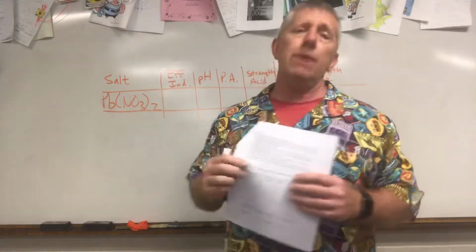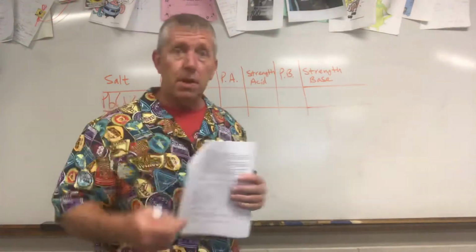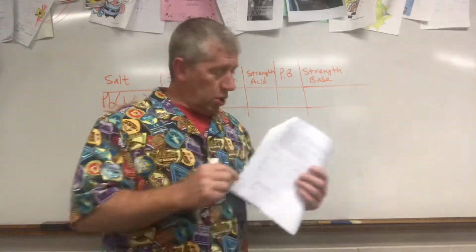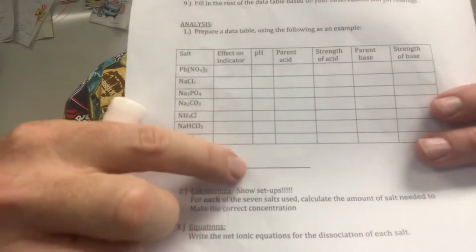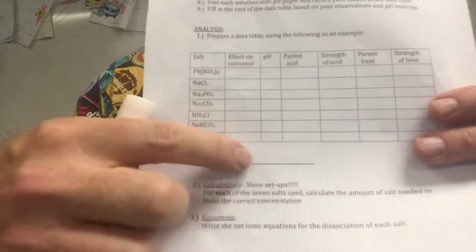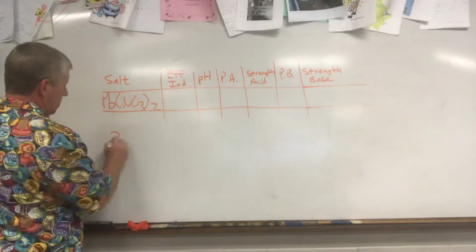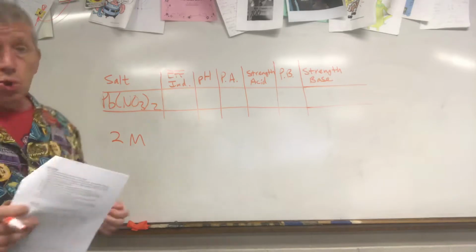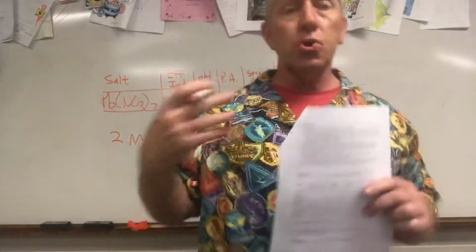What I do want you to do, however, is the calculations, even though we're not actually making up these salts. I want you to show me that you can do the calculations anyway. It's good practice. You have to know how to figure out moles and moles to grams. It's Chemistry 1 stuff. So the first thing, if the whole group were together, I would assign the class a 2 molar solution, so go ahead and write that in, 2M. Everybody would be making a 2 molar solution.